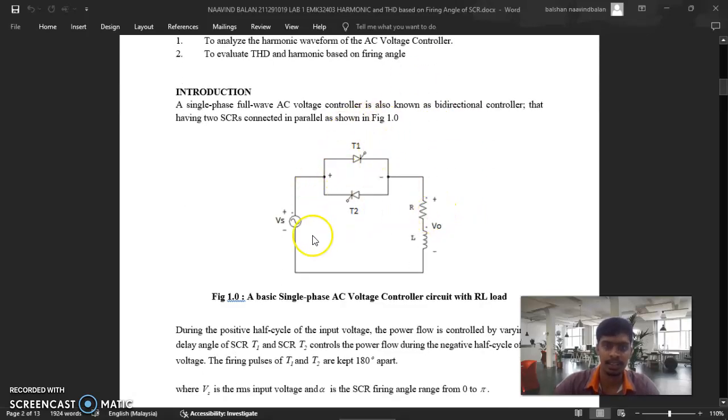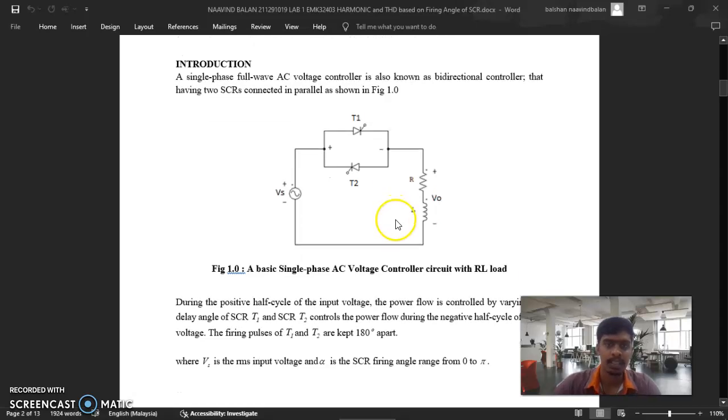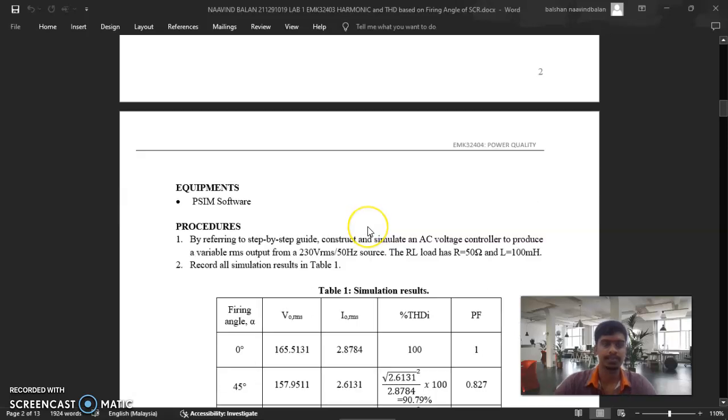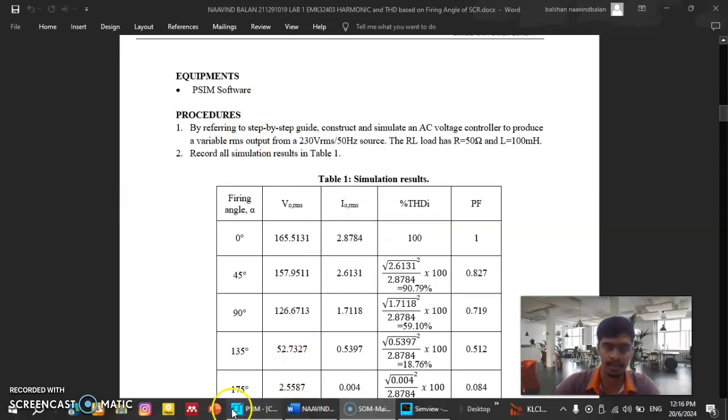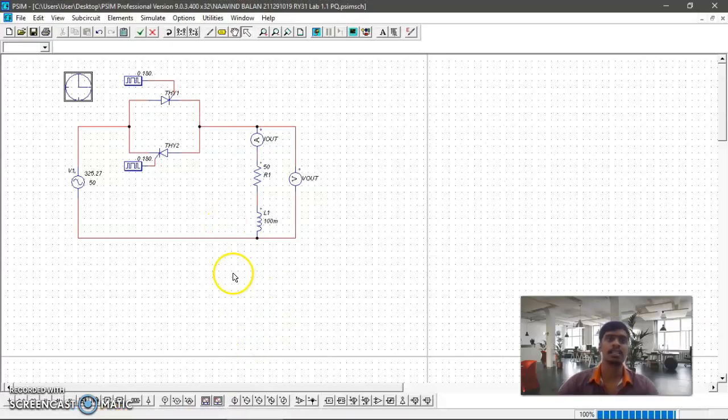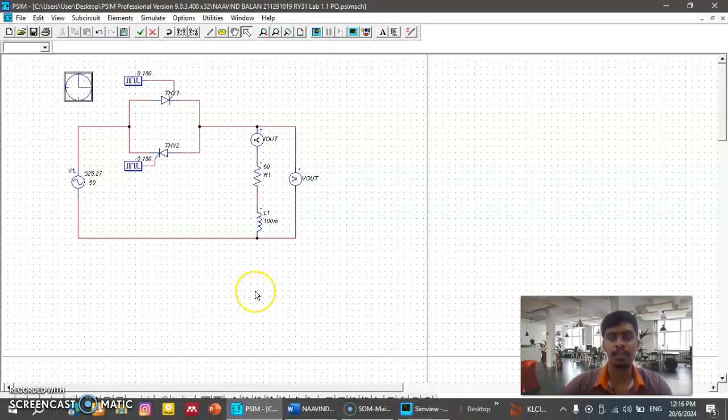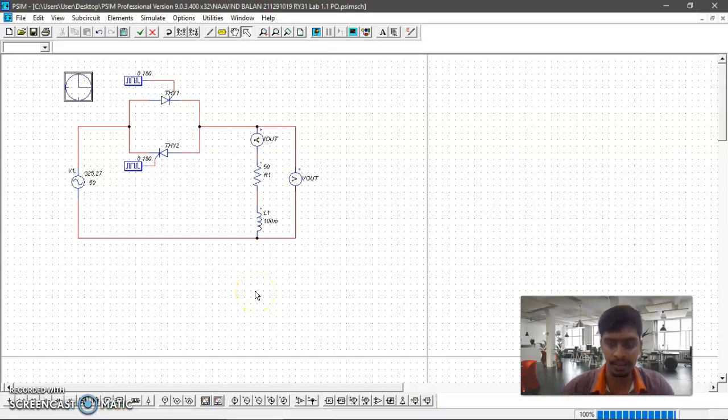So the circuit to be built is this: a single phase full wave AC voltage controller, also known as a bidirectional controller. Based on this, I constructed it using the PSIM software. So this is the circuit that I have already built. The voltage I already set to 230 VRMS.